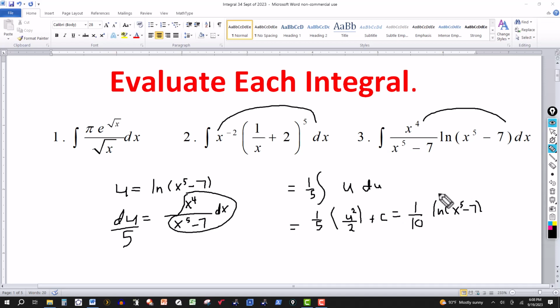So I could put the square right here, or I could just put parentheses around this whole thing. Put the square right there. You don't want to put it here on the x to the fifth minus 7. So it either goes right here or there. And then plus the constant of integration.